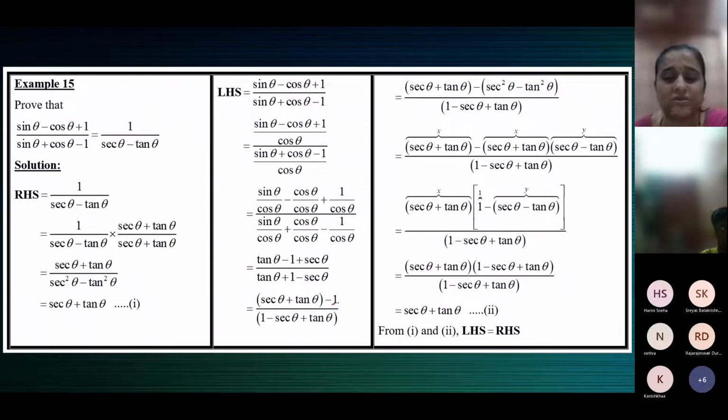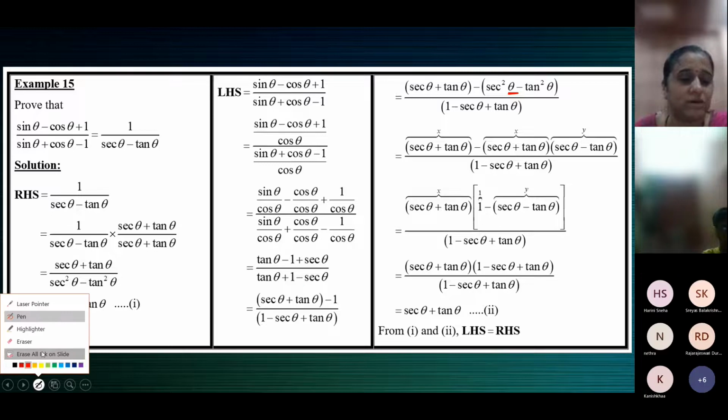That's the only change. This minus 1, we write it as secant square theta minus tan square theta. See here, secant theta plus tan theta as it is. This minus as it is. And instead of 1, secant square theta minus tan square theta. Denominator as it is. So what have we done in the numerator? Nothing. Instead of 1, we have written secant square theta minus tan square theta. That's all. And we have just grouped the remaining ratios as secant theta plus tan theta. Secant first and then tan.